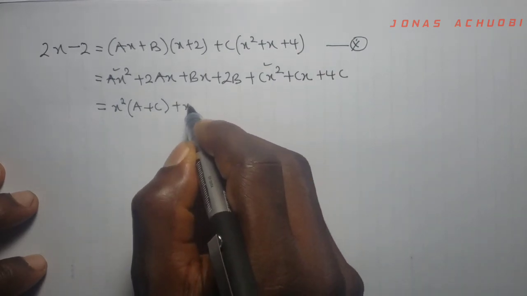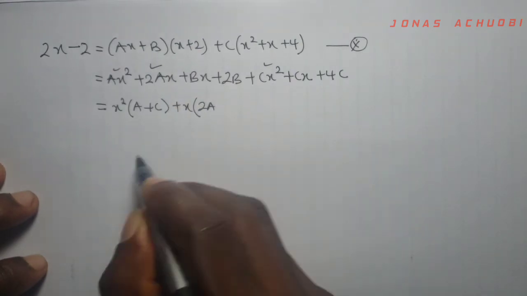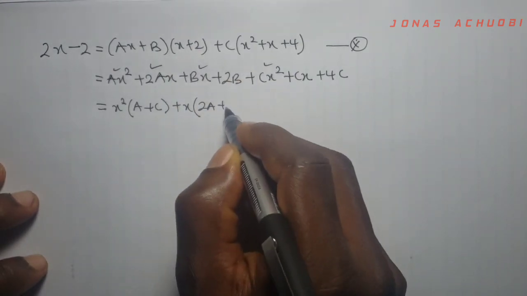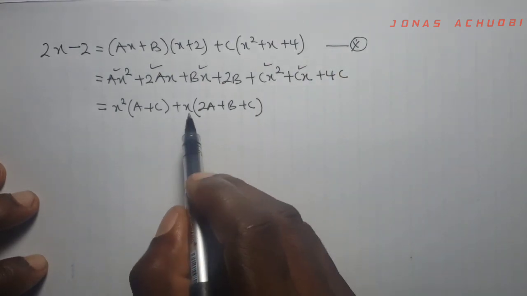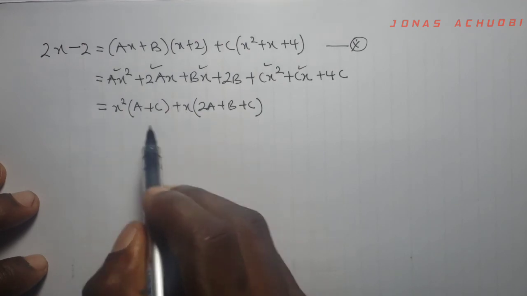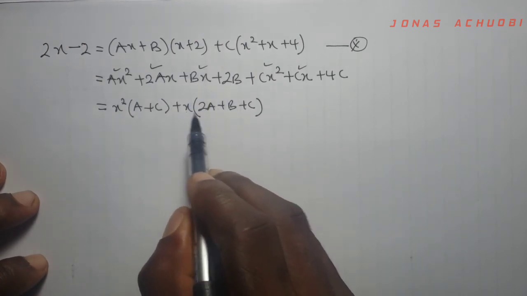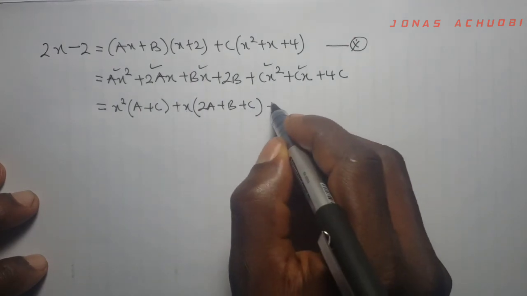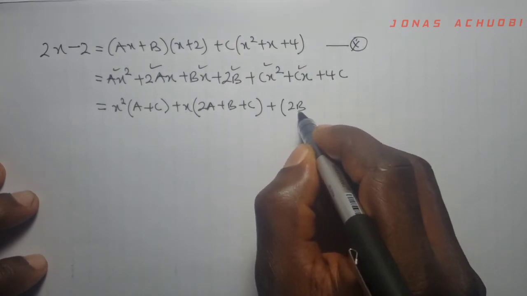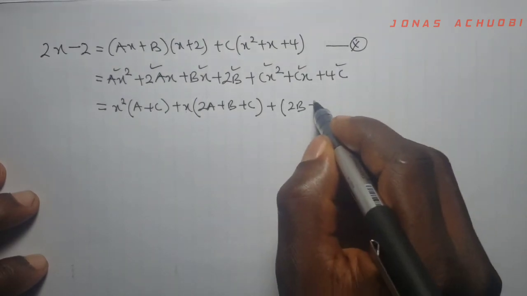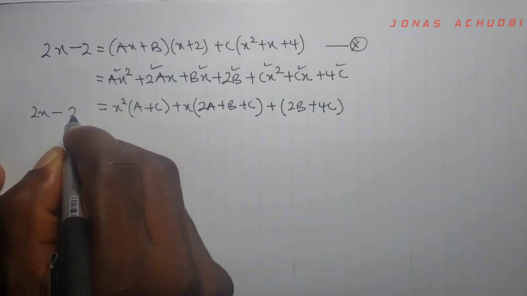The next one is the x term. There is x here, so we have 2a as a coefficient. There's another x term here, plus b. There's another x term here, plus c. So that's x times 2a is 2ax, x times b is bx, x times c is cx, plus the terms that have no x. The first one is 2b, which has no x. The second one is plus 4c. So the left hand side is 2x − 2.